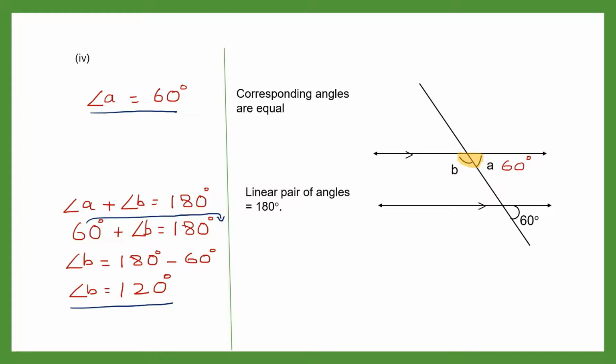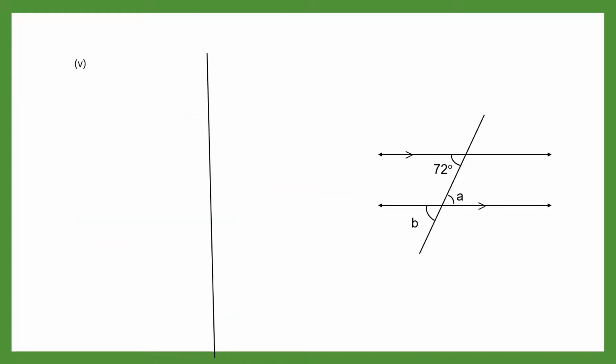Question 5. Look at A and 72 degrees and see what is the relation. A and 72 are interior alternate angles. And what do we know about interior alternate angles? They are equal. Interior alternate angles are equal. That means angle A is equal to 72 degrees. So we found angle A to be 72 degrees.